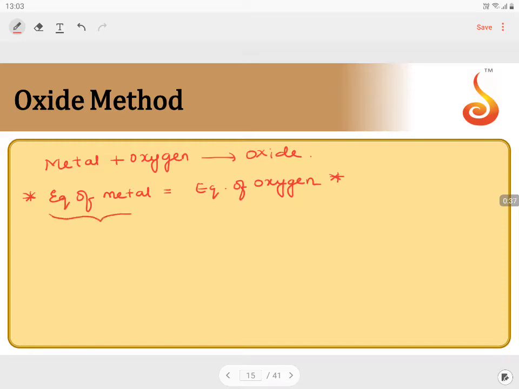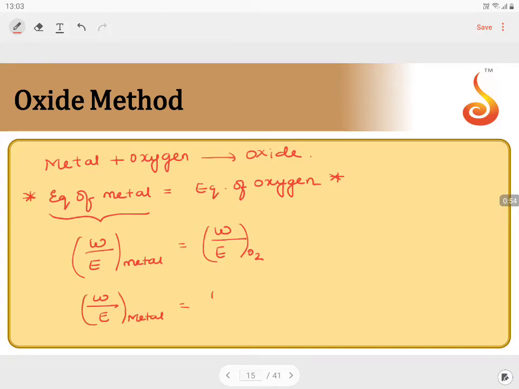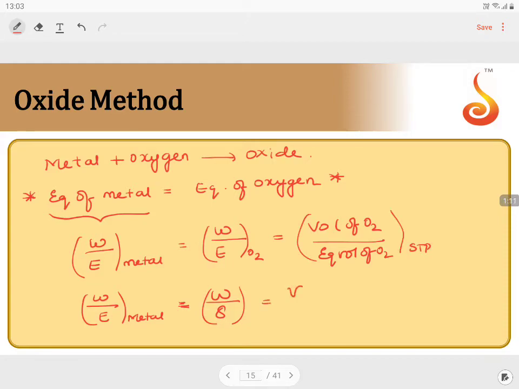So what I can take in this particular one is weight by equivalent weight of metal will be equal to weight by equivalent weight of oxygen. And we know the equivalent weight of oxygen is 8, so it becomes weight by 8. Also we can extend this as volume of oxygen by equivalent volume of oxygen. If you take it at STP, the answer comes to be volume of oxygen by 5.6 liters at STP.